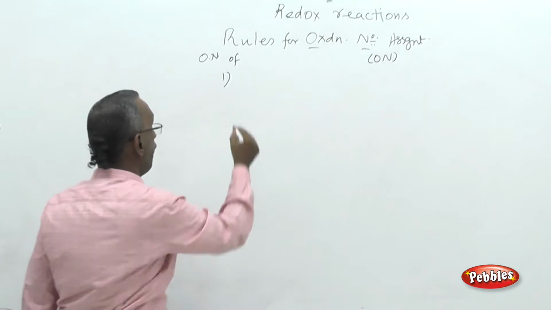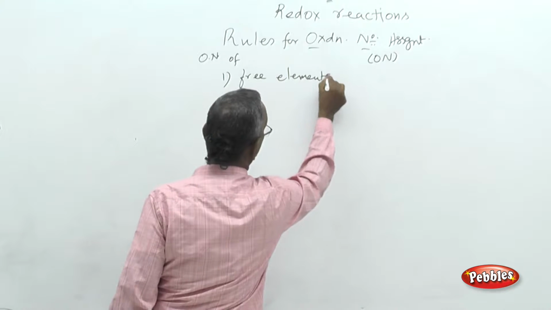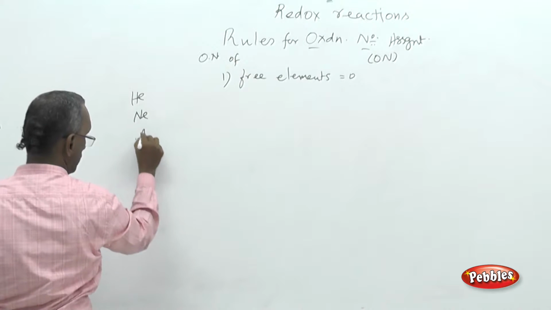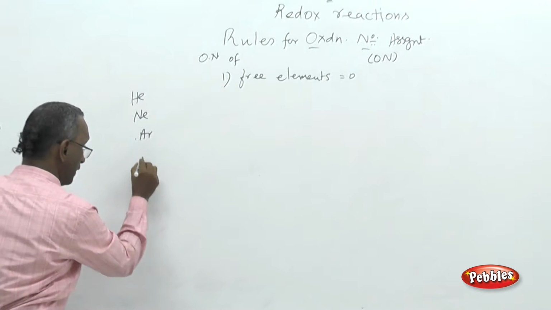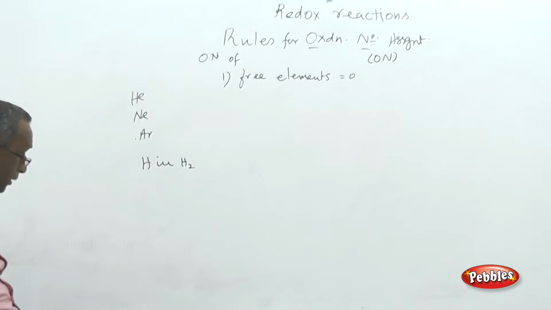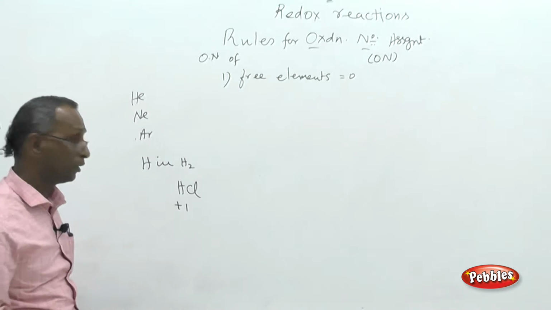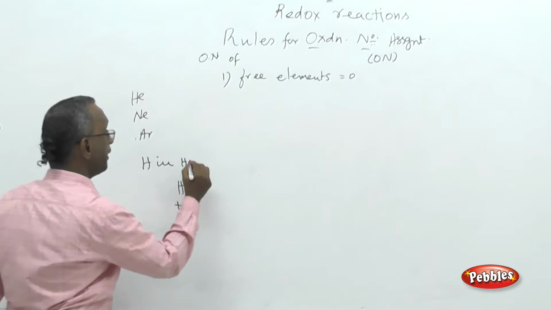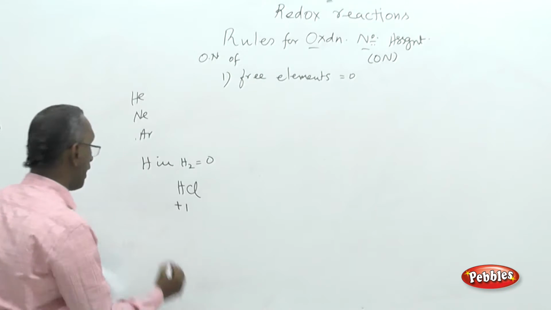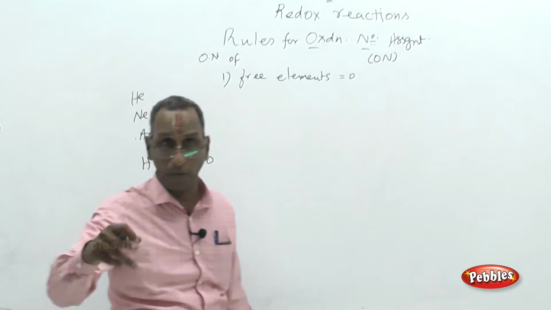So the oxidation number of the first one, free elements, is generally taken as 0. Free elements means helium, neon, argon, or even hydrogen in the hydrogen molecule. What is the oxidation state of hydrogen in the hydrogen molecule? The oxidation state of hydrogen in HCl is +1, we have just now seen. But the oxidation state of hydrogen in the hydrogen molecule is 0. So hydrogen in the hydrogen molecule, and sulfur in a compound called S8. There are 8 sulfur atoms.